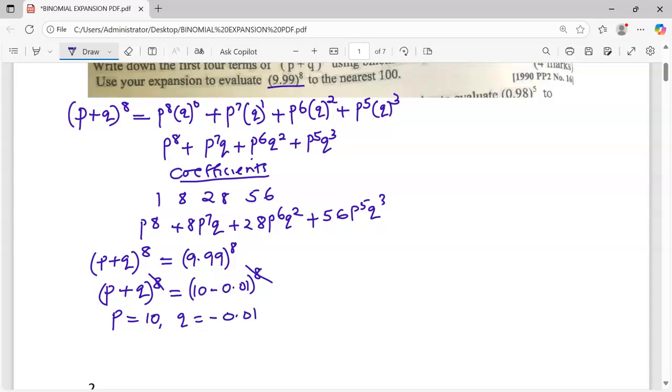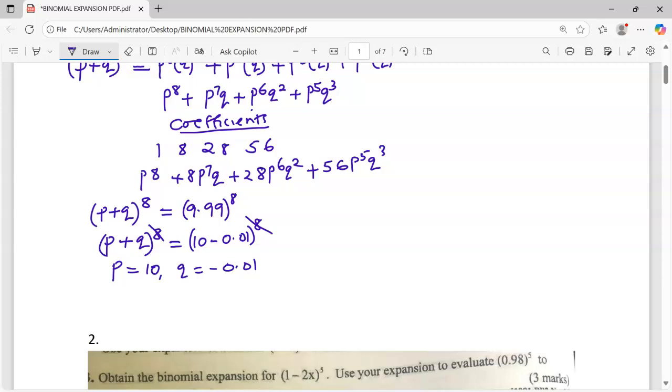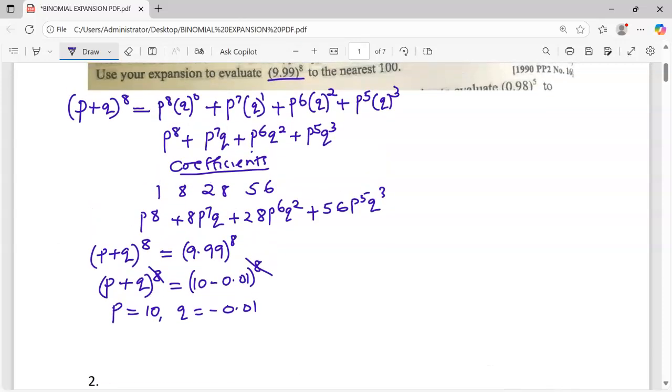And once we have gotten the values of p and q by equating the corresponding components, we are now going to bring the main function. That is, we substitute the values of p and q into the simplified expansion. So we are going to have p^8. Remember, p is 10, so we are going to have 10^8.